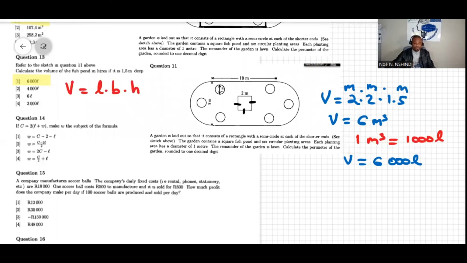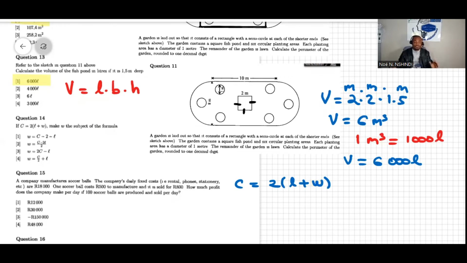Now we're going to do question 14. The question says that if C equal to 2 open bracket L plus W, make W the subject of the formula. Over here we have C equal to 2 open bracket length plus W. So we are targeting W, to make W the subject of the formula.